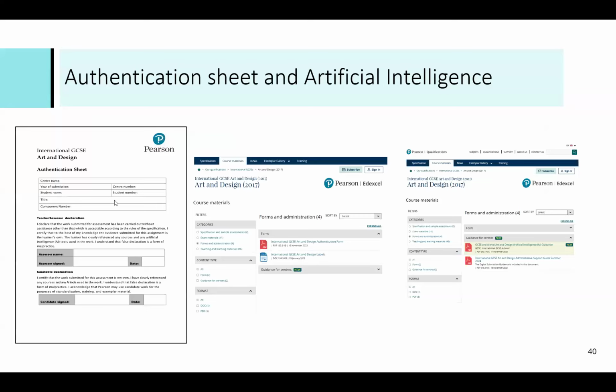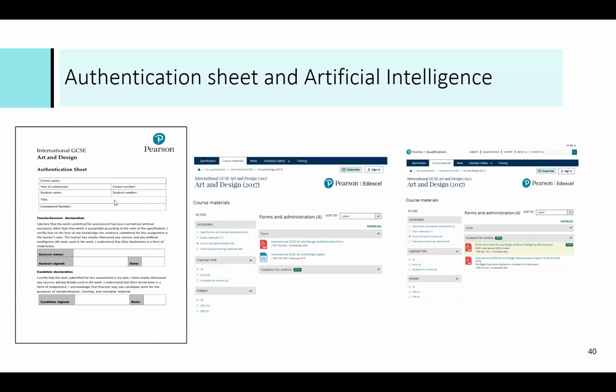Okay, the authentication sheet. All submissions must include authentication sheets for every candidate for both components. So when you submit the work onto the learner work transfer, which is where you submit the candidate's work, you must include a sheet signed by the teacher and the candidate for both components.